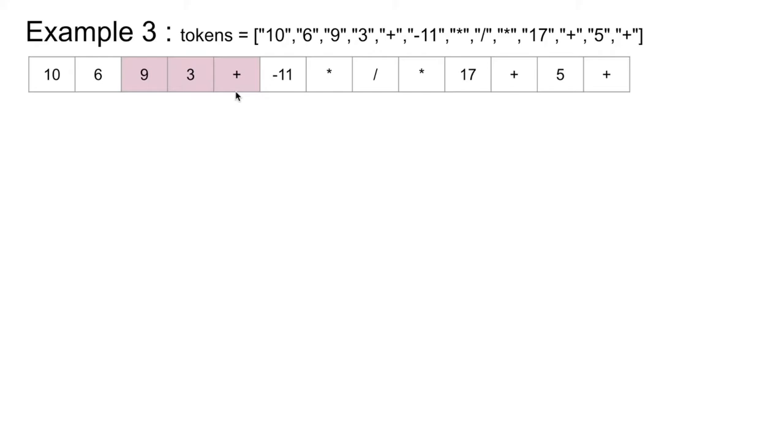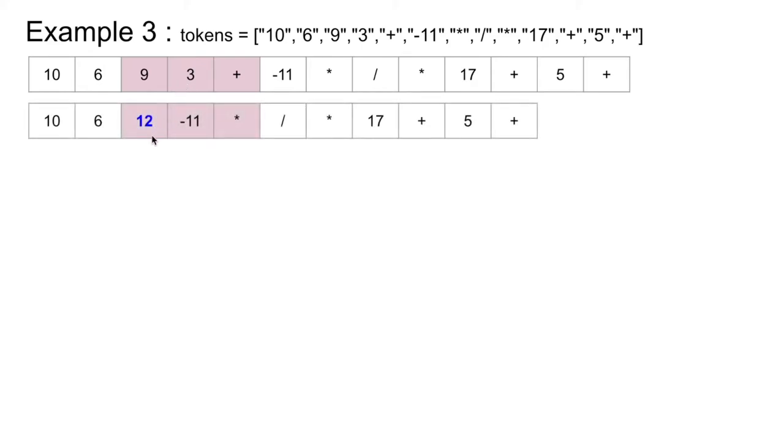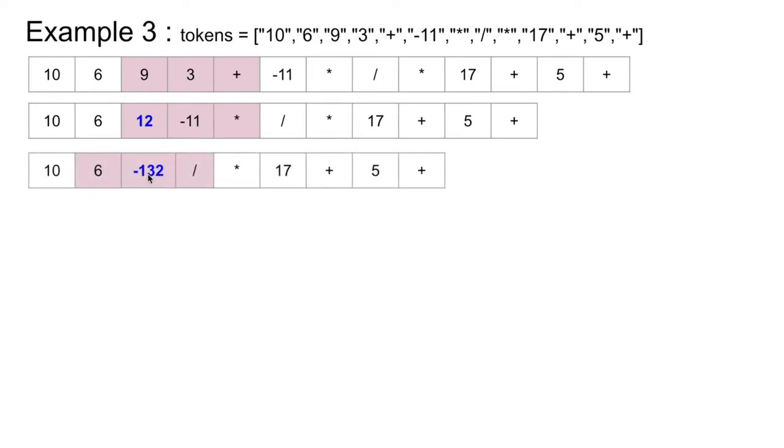Start from the first operator, plus, and the two numbers before. 9 plus 3 equals 12. Then calculate the new first operator, star, with two numbers before. 12 multiplied by minus 11 equals minus 132. Then calculate the new first operator, slash, with two numbers before. 6 divided by minus 132.